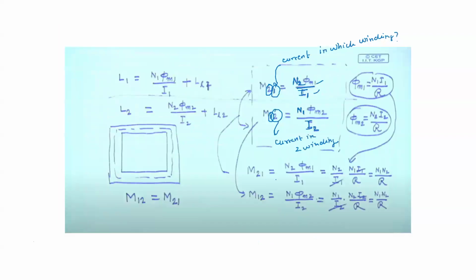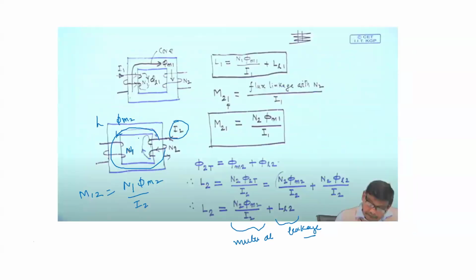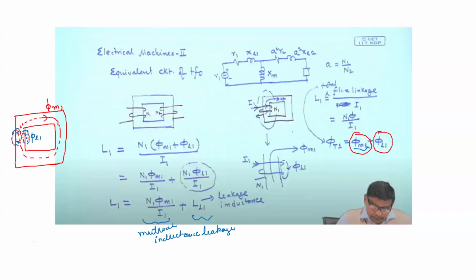Okay, so that is why this is written as N1 into phi M2 by I2. So in this, phi M1 is what? Phi M1 is N1 I1 by reluctance, right? Because how did phi M1 pass? Phi M1 is because of N1 number of turns, because I1 passed through N1 turns, so phi M1 came, therefore N1 I1 by reluctance.